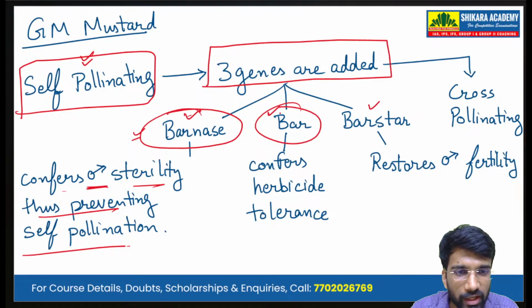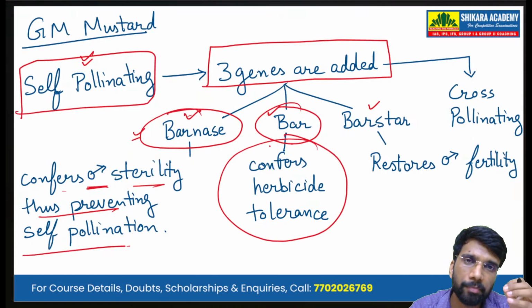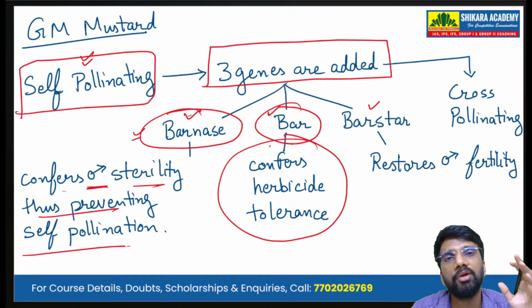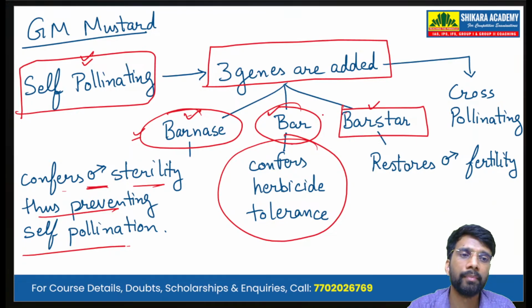Now, this bar gene confers herbicide tolerance. It makes the plant tolerant to the herbicide that is sprayed into the fields. Third is the barstar gene.